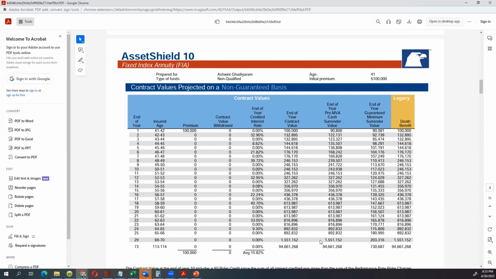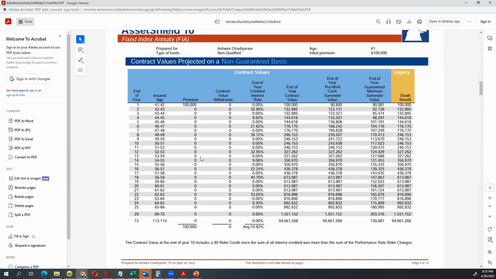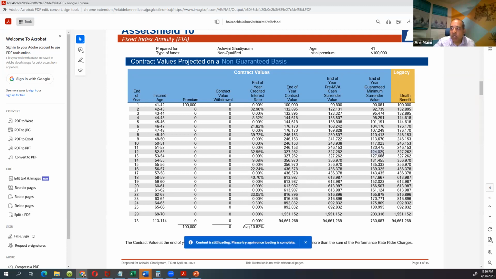Another question is, can a client have a combination? We do accumulation and then convert it into an income later on at retirement? That will be a different product altogether. You have to basically surrender this policy and then move the cash surrender value. Okay, so that is allowed, and you can do it actually anytime.